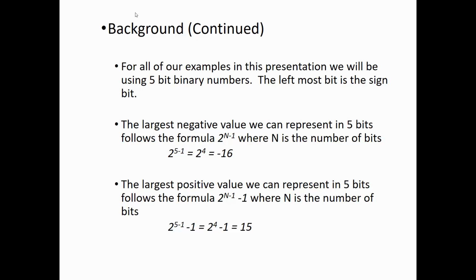The largest positive value is actually one less than that. So that's represented by the formula 2 to the n minus 1, and then we subtract 1 from that quantity, again where n is the number of bits. So for positive numbers, it's 2 to the 5 minus 1, which is 2 to the 4th minus 1, which is 16 minus 1, which is actually the number 15. You're asking the question, why can you represent more negative numbers than positive numbers?